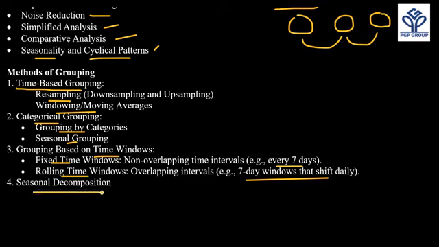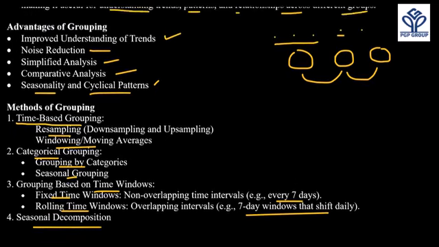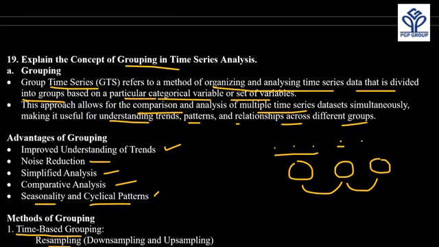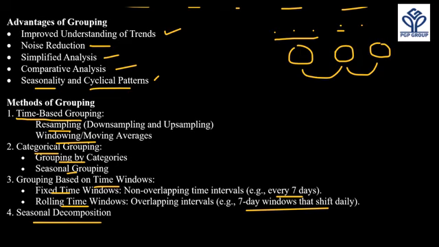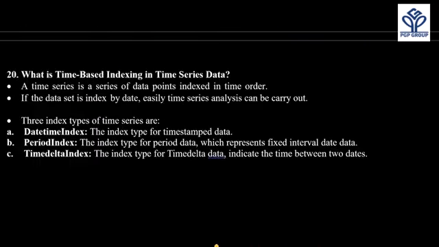Then seasonal decomposition is one of the techniques for making the groups. So what we understand from this particular slide, or from this particular question, is: what is grouping the data, what are the advantages of grouping the data, and what are the different methods available for grouping the data? What is time-based indexing in time series data?